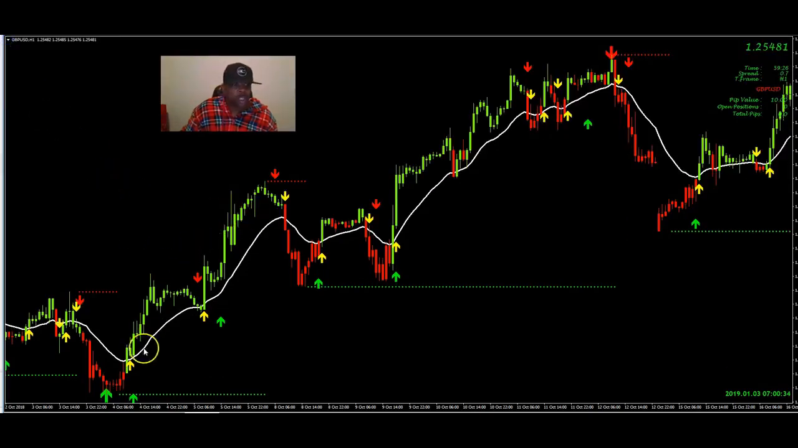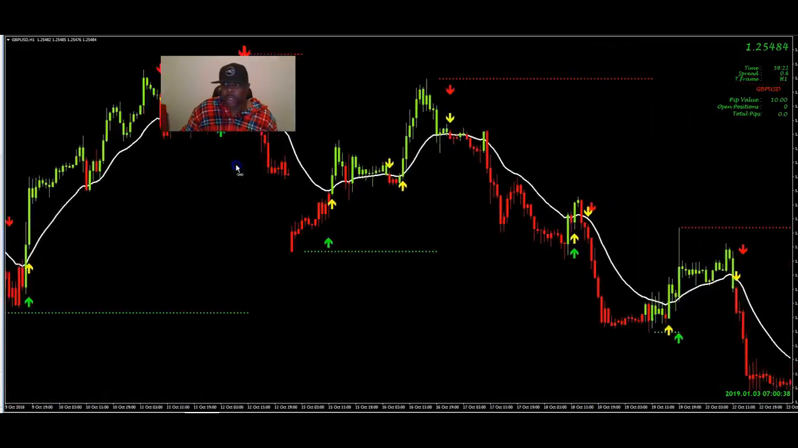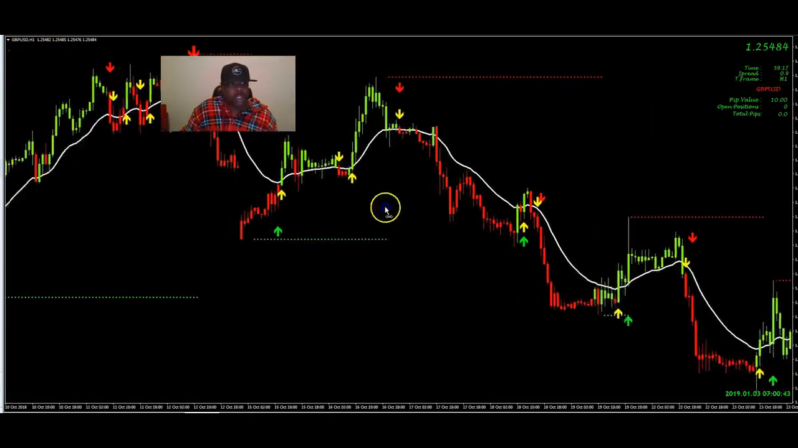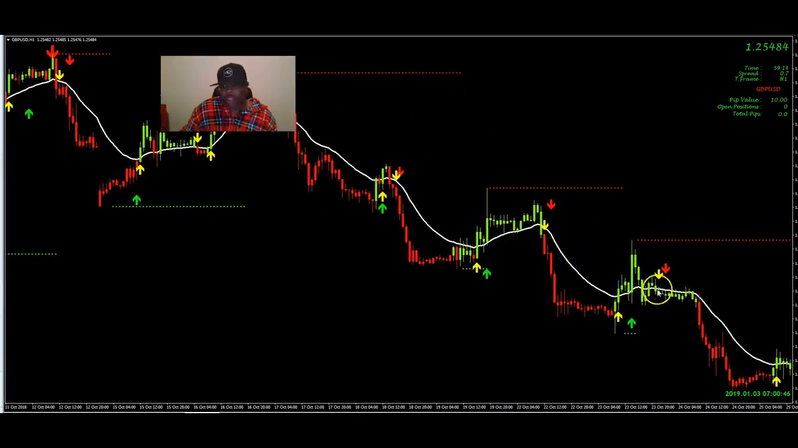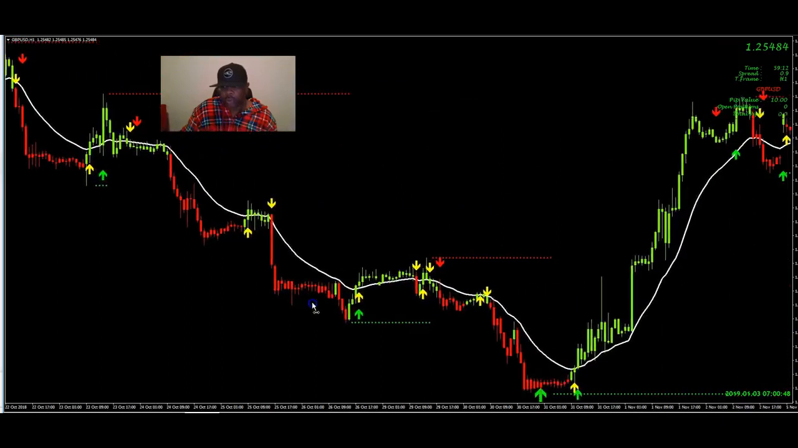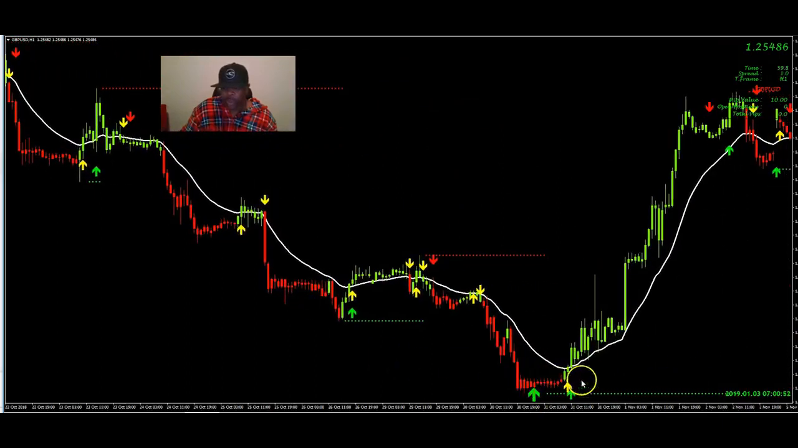This is GU. Look at this one. Boom. See, it doesn't matter about the pair. Boom. Here it goes again. Look at that drop. Look at that drop. See? Look at that. Boom. Right there. Major drop. Look at that. It's still going, still going, still going. Then boom. Triple arrows to the upside.